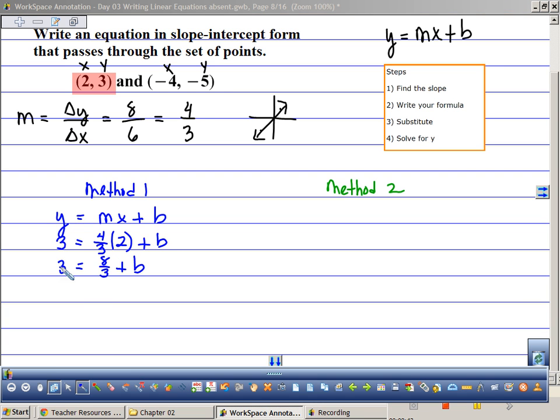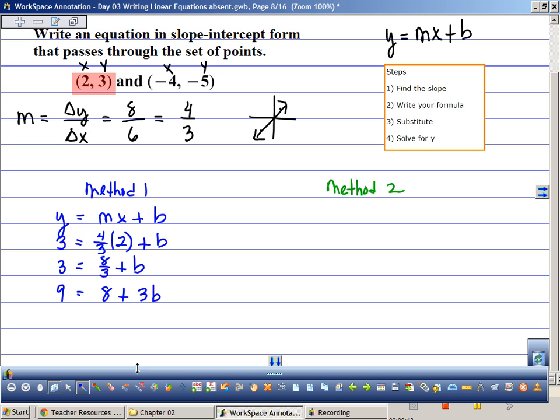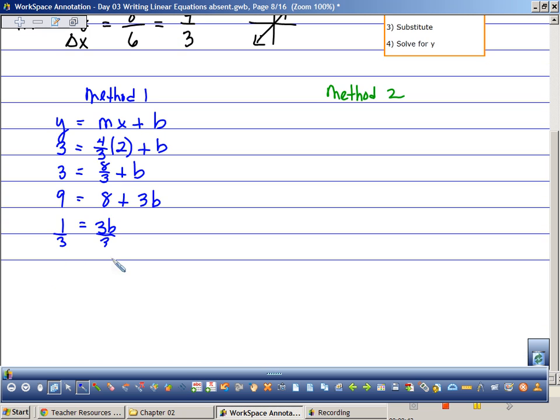You guys tell me, do you want me to subtract 8/3, or do you want to multiply everybody by 3 and then divide by 3? Well, multiply everything by 3. Okay, let's multiply everything by 3. If I multiply everything by 3, I get 9 equals 8 plus 3b. Now what? First subtract 8, right? What do I get? 1 equals 3b. Divide by 3, and I get b equals 1/3.